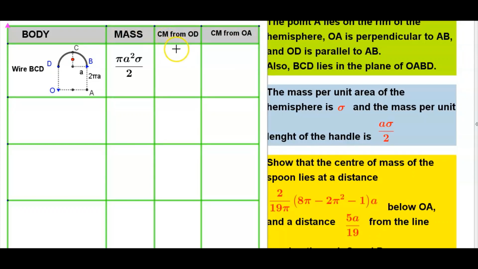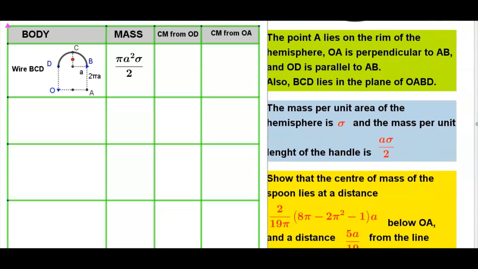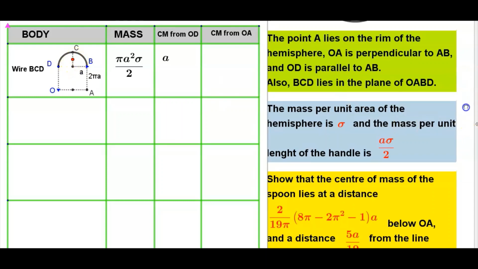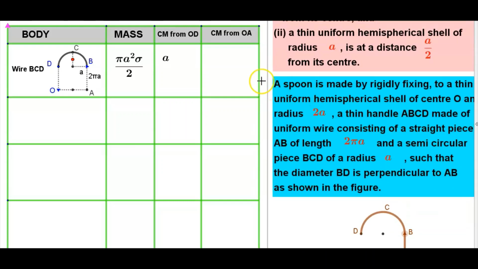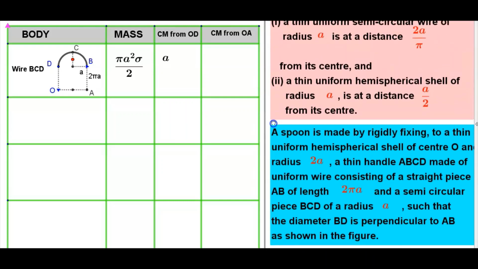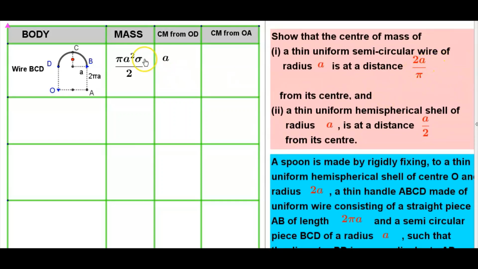And the center of mass from OD is at this distance A. The center of mass from OA: this distance we know is A by 2, this distance is 2A over pi, and this distance is 2 pi A. We have 2A over pi plus 2 pi A as the distance of the center of mass, this red point, from OA.